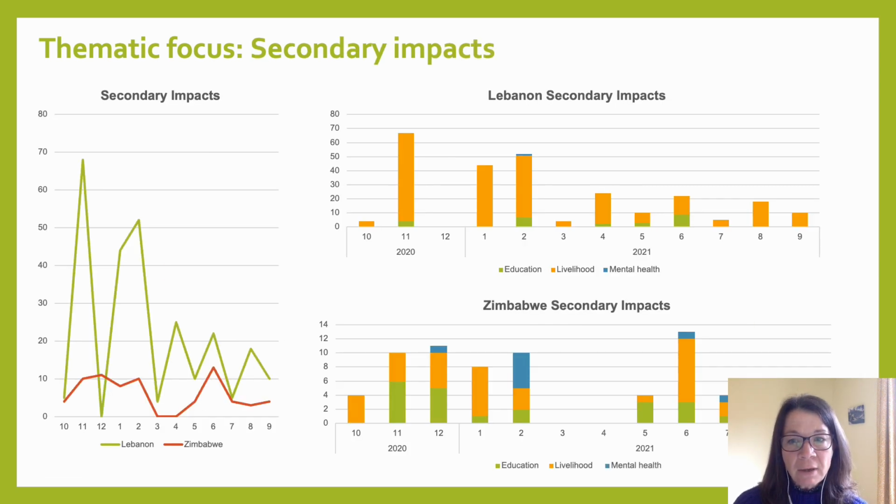Okay, in the graph on the left, you can see that the secondary impacts of COVID-19 were much more commonly reported in the CPT data coming from Lebanon than in Zimbabwe. But when we look at the content of these perceptions, we can see that in Lebanon, this was comprised predominantly of livelihood concerns, whereas in Zimbabwe, secondary impacts on mental health and education were also reported. Of course, behind each of these numbers, there's an actual perception, documented verbatim, and it is really this qualitative-rich data that is most useful to inform programming.